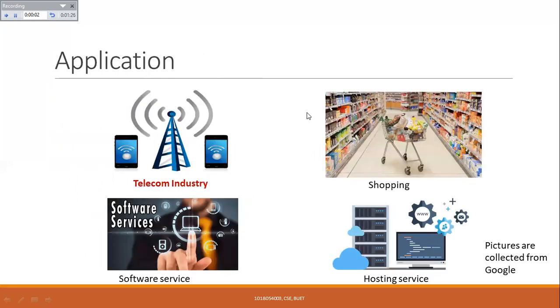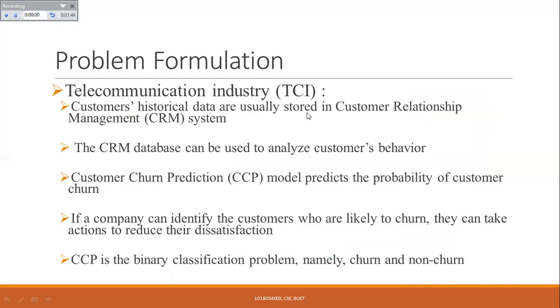The application, as I said, every business is related to the customers. So, telecom industry, shopping, software service hosting, every business is related to the customers, and there is a probability of churn from there. Our research is focused on the telecommunication industry. In the telecommunication industry, customers' historical data are generally stored in the customer relationship management system. This data can be used to analyze the customer's behavior.